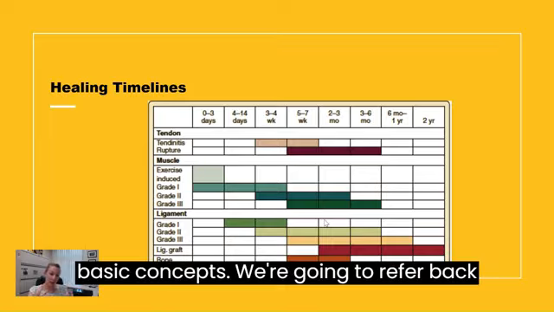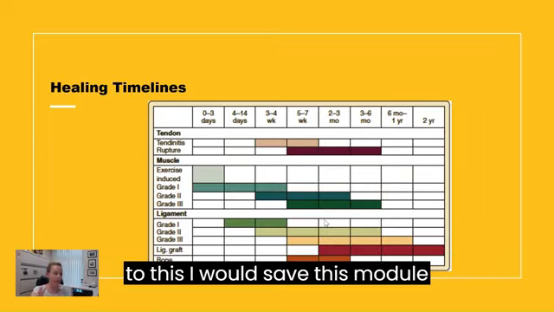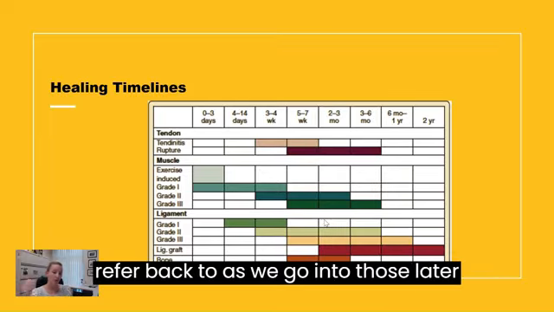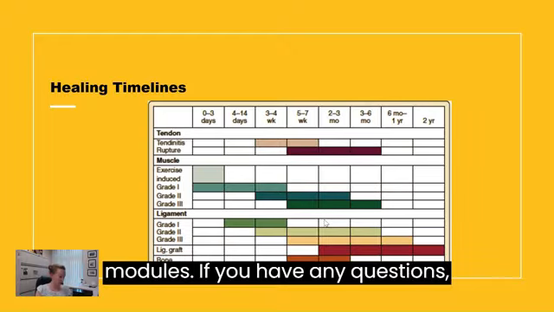So these are just basic concepts. We're going to refer back to this. I would save this module page, and this is something you should refer back to as we go into those later modules. If you have any questions, please reach out.